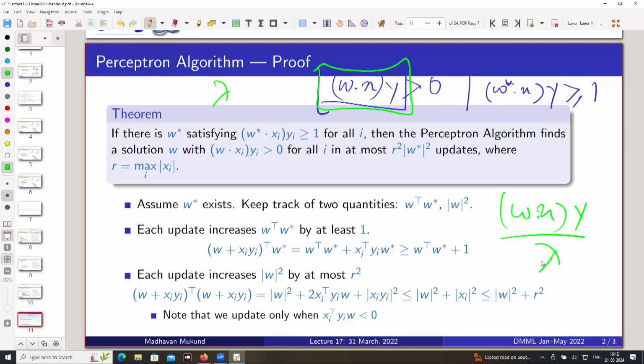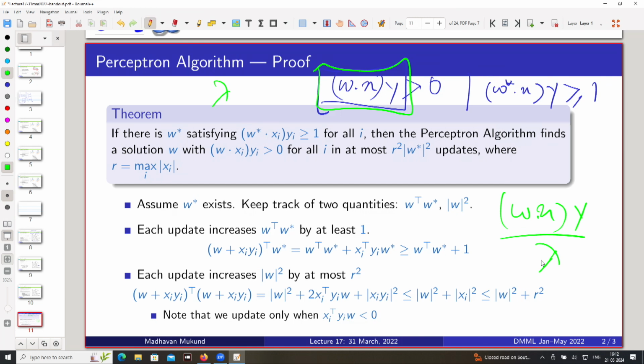So when I update W, it's W plus XiYi dotted with W plus XiYi. If I expand this out, I get the length of W square, this cross quantity, and then XiYi square. Now, if you look at this cross quantity here, I claim that this is at most 0. Why? Because I updated W, which means that this point was misclassified.